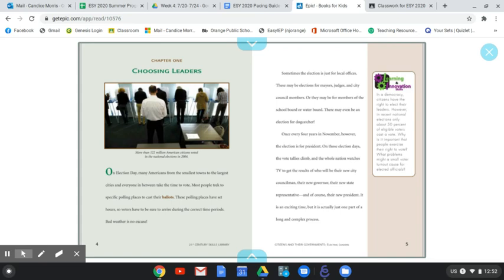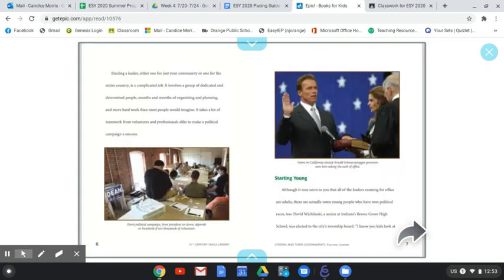So as a lot of you know, we are going to be doing the presidential election this year in November, so we get to choose and vote for who gets to be our next president.